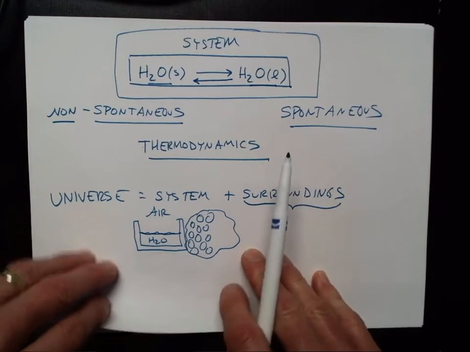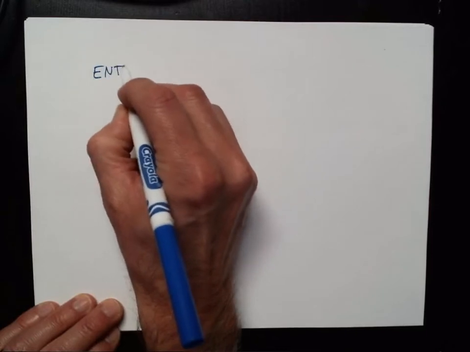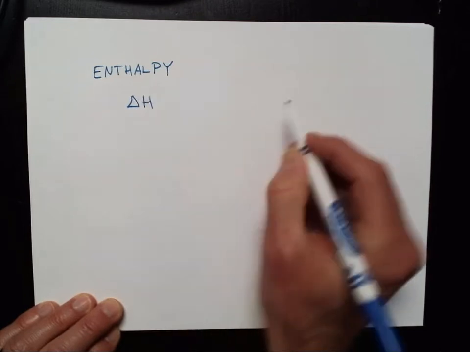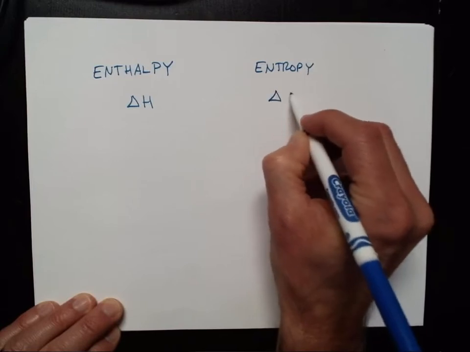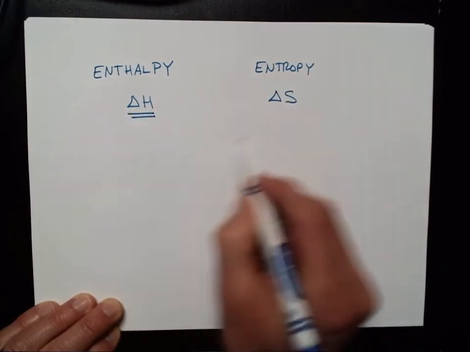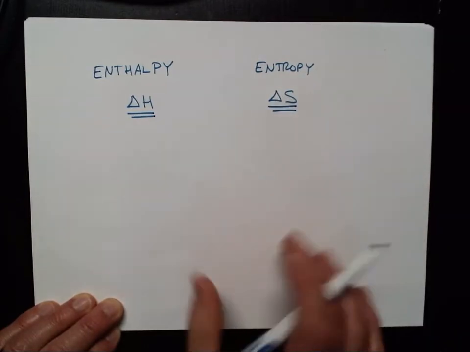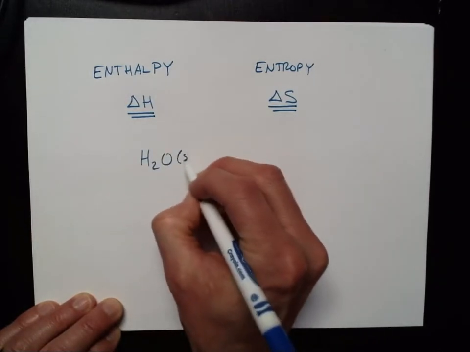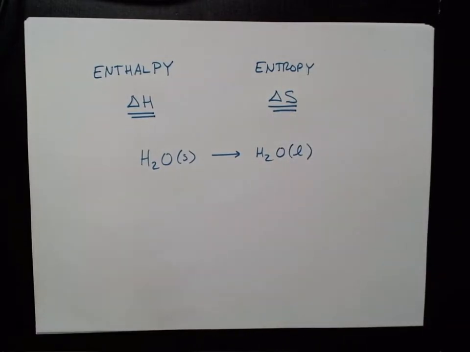Now, how do we predict this? Well, there are two things we're going to use to try to figure out whether a process is spontaneous or not. One of them is the enthalpy, which we've talked about before. The other one is the entropy. And we're going to look at the changes in these two things, the change in enthalpy, which is designated as delta H, and the change in entropy, which is designated as delta S. The changes in these two things that happen, we'll say when solid water goes to liquid water, is going to determine whether the process is going to be spontaneous or not.